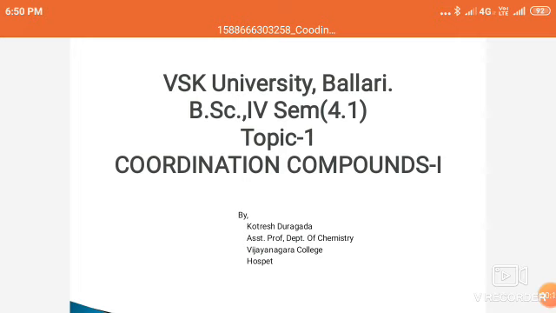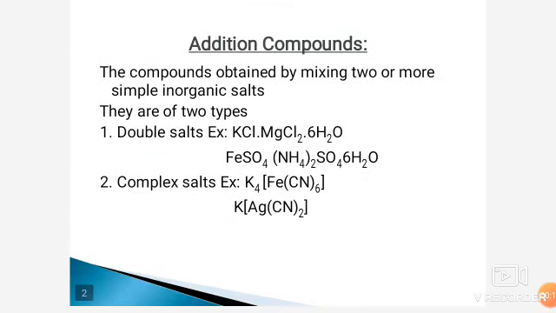Now we will go ahead with the discussion of coordination compounds. First, we can go ahead with how coordination chemistry came to exist in the field of chemistry. During the preparation of addition compounds, by mixing two or more simple inorganic salts, we can obtain crystalline compounds. These fall into two categories. One is called double salts, the second is complex salts. What is the difference between these double salts and complex salts?